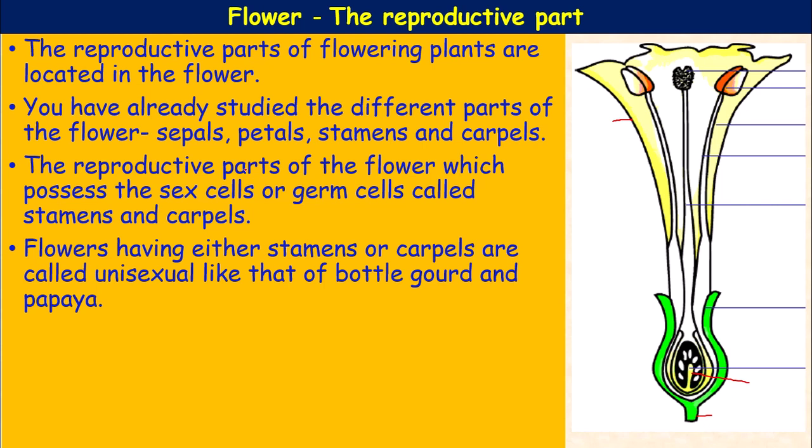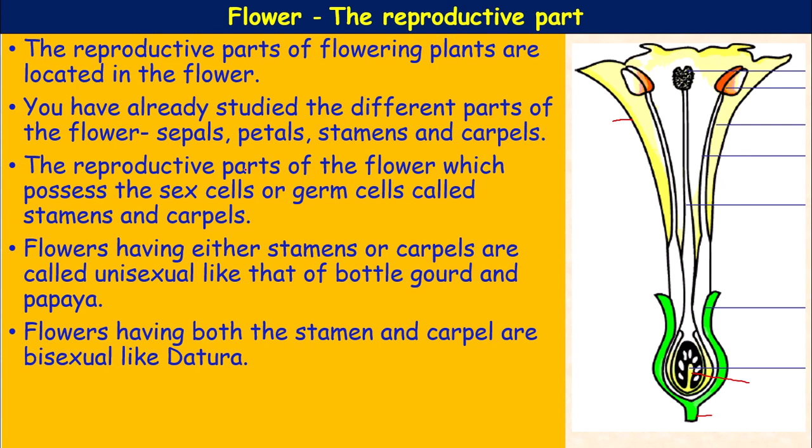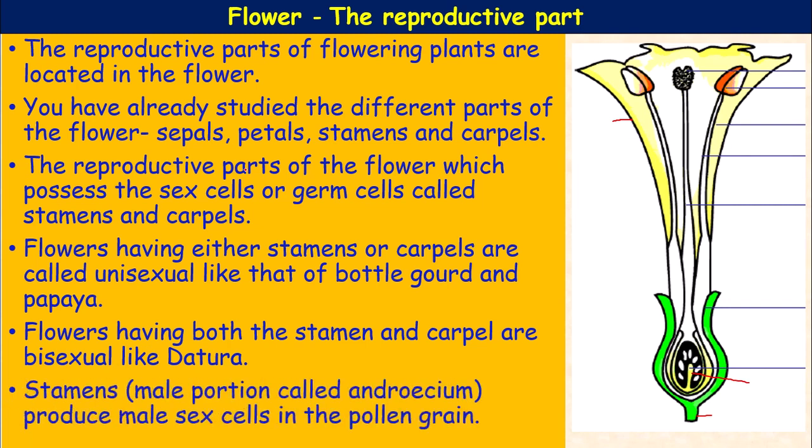Then the flowers having both the stamens and carpels are called bisexual flowers, or they are also called the complete flowers. Example, datura. The stamens are the male portion called as androecium, which produce the male sex cells, that is called the pollen grains.